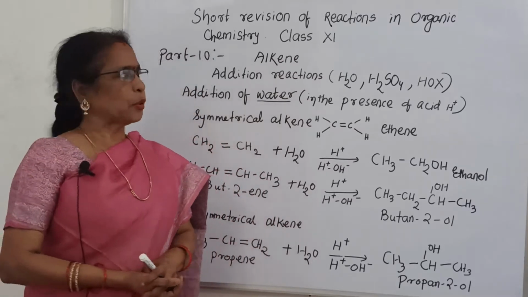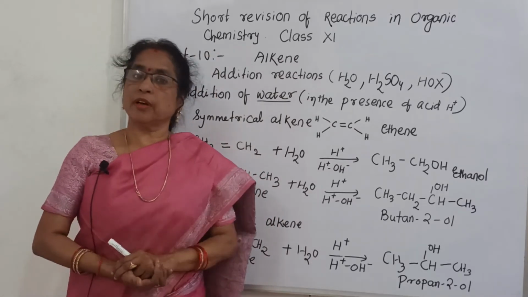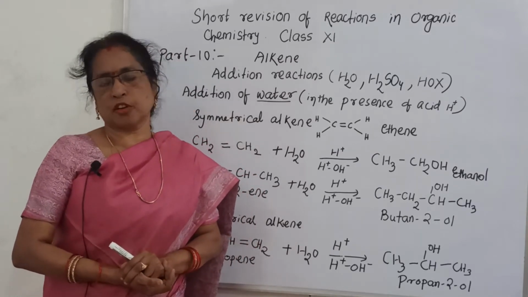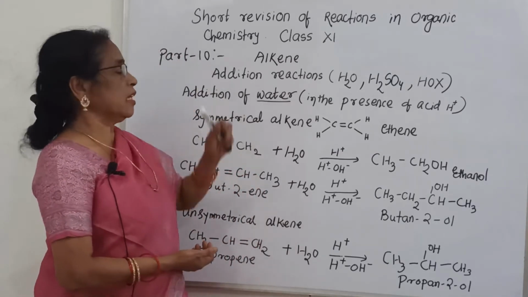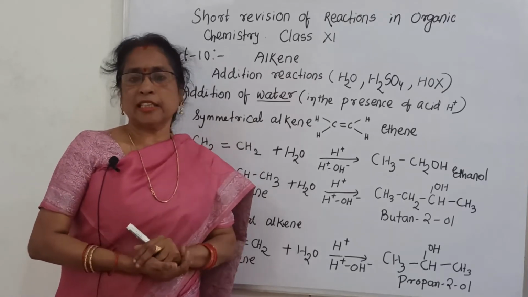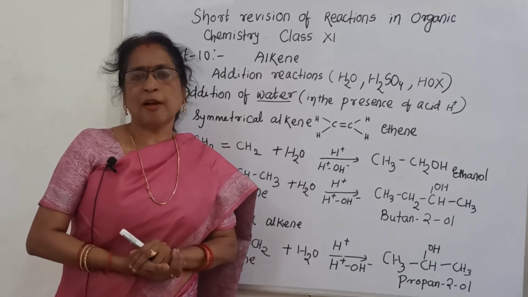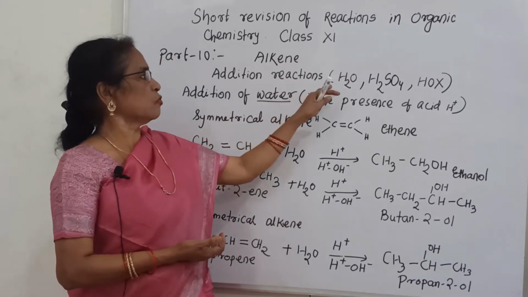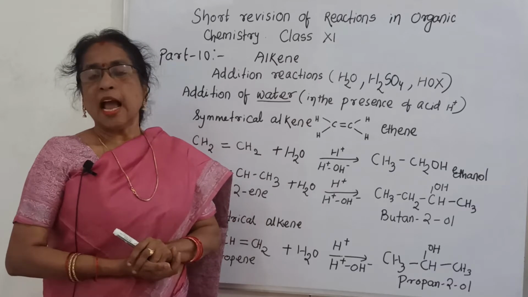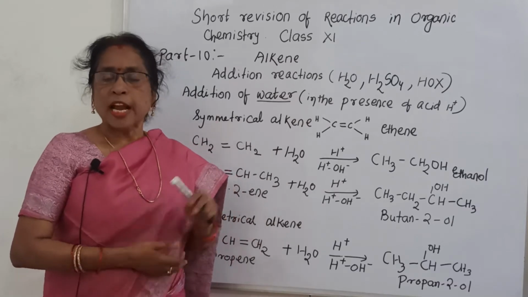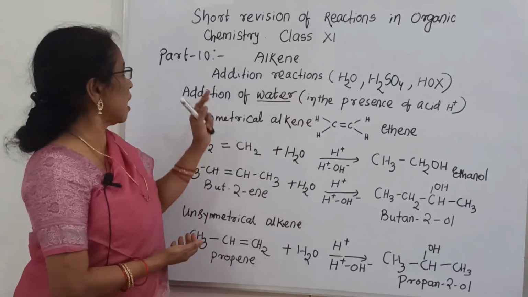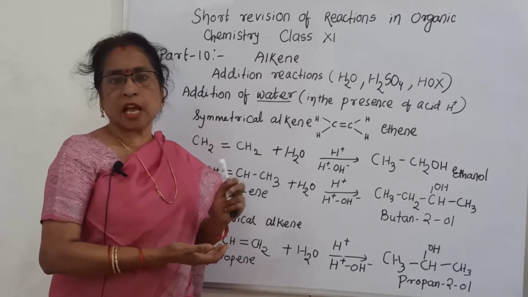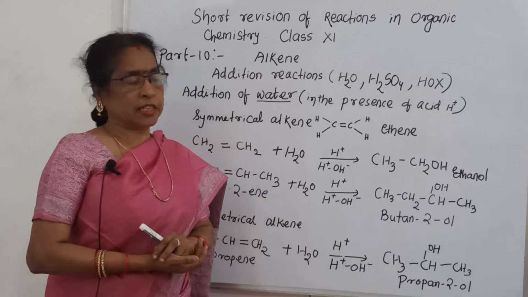Now I am going to focus on the topic short revision of reactions in organic chemistry of class 11. The chapter is alkene and the part is 10. In part 10 I am going to explain addition reactions: addition of water, sulfuric acid and hypohalous acid. In my previous videos, I have already explained different types of addition reactions, like hydrogen, halogen, etc.